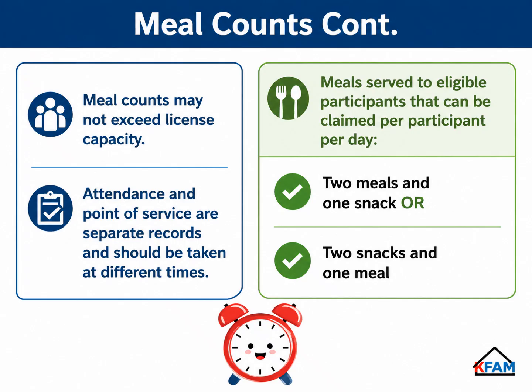Attendance records and point-of-service meal counts are also separate records and should be completed at different times. Attendance tracks when children are present, while point-of-service meal counts document meals served during meal service. It is important to remember that only certain meal combinations may be claimed for reimbursement each day. A participant may be claimed for 2 meals and 1 snack, or 2 snacks and 1 meal per day. Accurate meal count documentation helps ensure compliance, prevents overclaiming, and supports successful reimbursement claims.